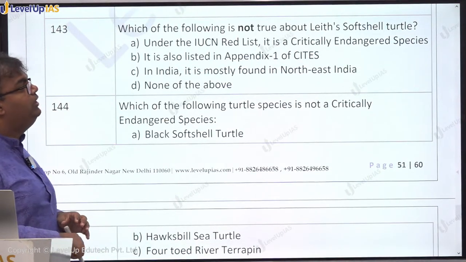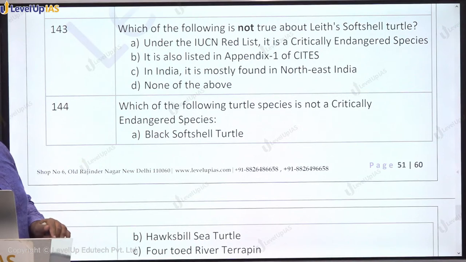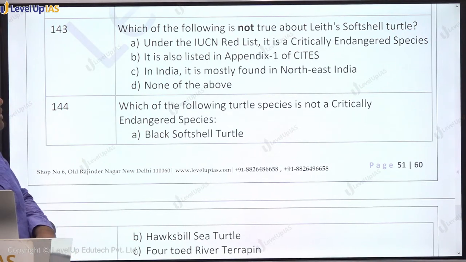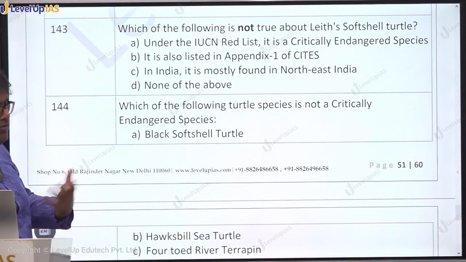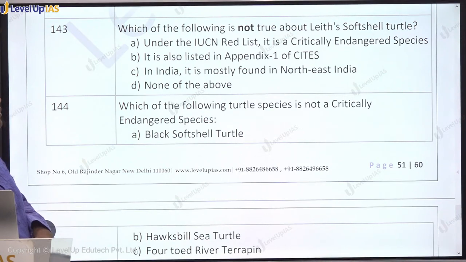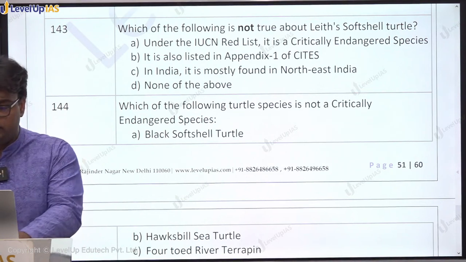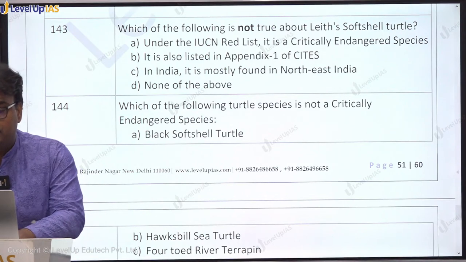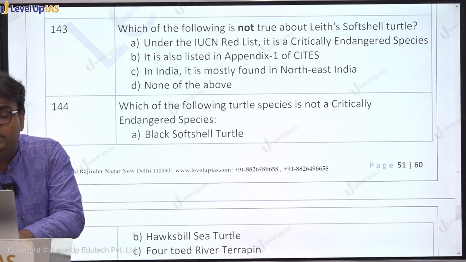143. Not true about Leith's softshell turtle. Leith's softshell turtle was also in the news because of CITES. Under the IUCN Red List it is a critically endangered species. Is it correct? Yes, but they have asked for not correct. It's also listed in Appendix 1 of CITES. Yes, recently it was moved to Appendix 1. In India it's mostly found in Northeast India. No. 143's C will be the answer. It mainly inhabits rivers and reservoirs, mainly in southern peninsular India.